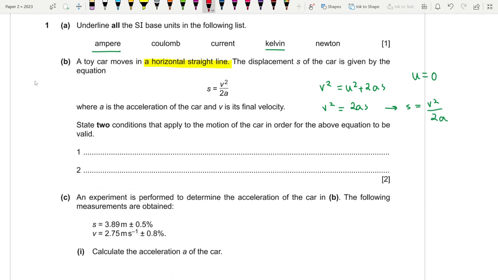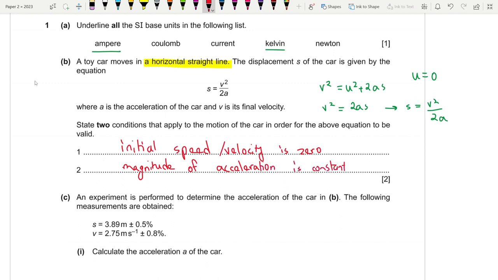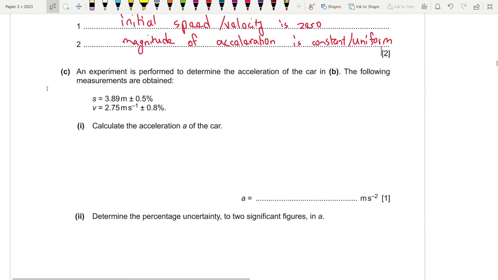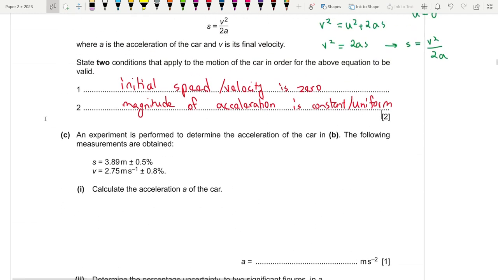Okay, so the first point is initial speed or velocity is 0, and we have to say that the magnitude of acceleration is constant or uniform. Fine, let's move on. An experiment is performed to determine the acceleration of the car in B. The following measurements are obtained.